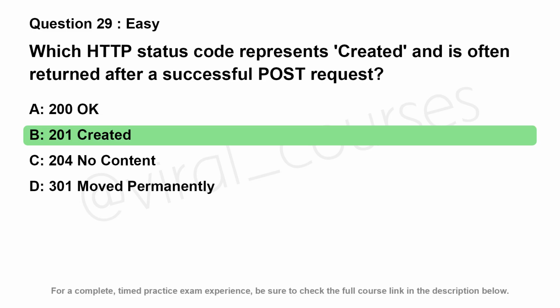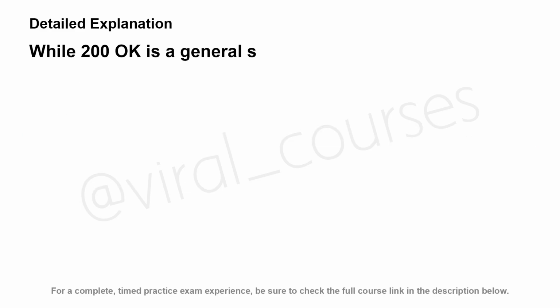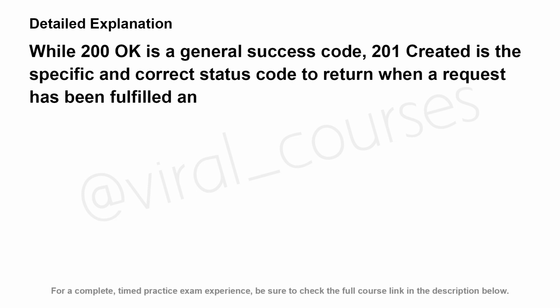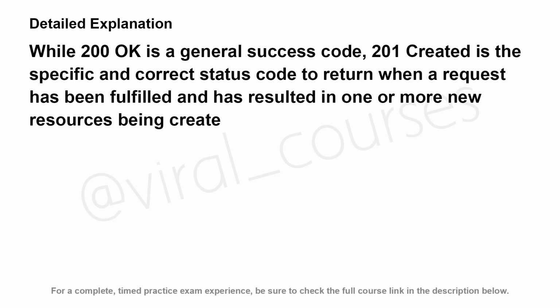The correct answer is B. While 200 OK is a general success code, 201 Created is the specific and correct status code to return when a request has been fulfilled and has resulted in one or more new resources being created.